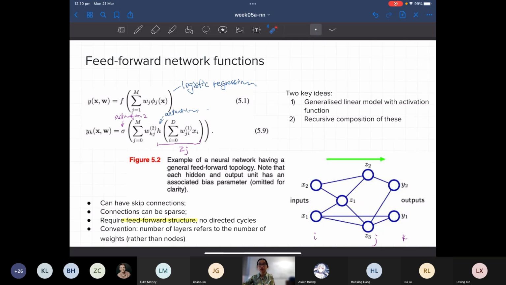The convention here is that the number of layers refers not to the number of layers of nodes, but to the number of layers of weights. So let's call this particular set of weights W_ji, and it's on layer 1, and then these sets of weights are W_kj, with a superscript denoting that they're on layer 2.